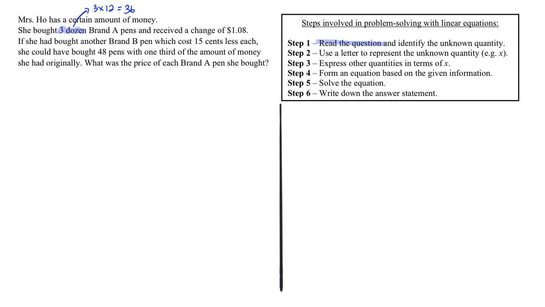If she had bought another brand B pen, and this pen cost 15 cents less, she could have bought 48 pens with just 1/3 of the money she originally had.